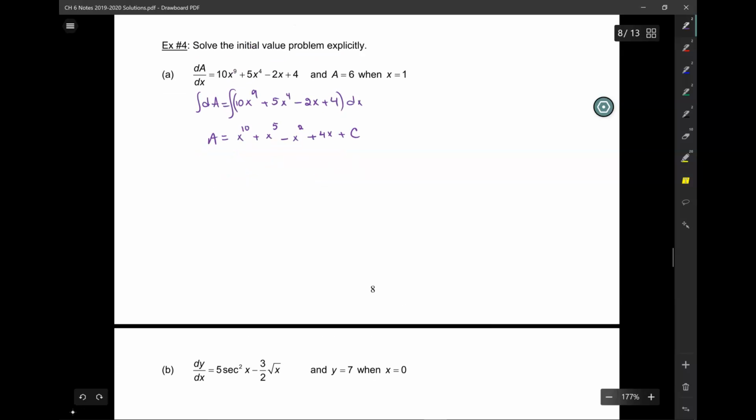Plugging in the initial condition, when x is 1, A is 6. So 6 equals 1 plus 1 minus 1 plus 4 plus c. C is 1. So A is x to the 10 plus x to the 5 minus x squared plus 4x plus 1.